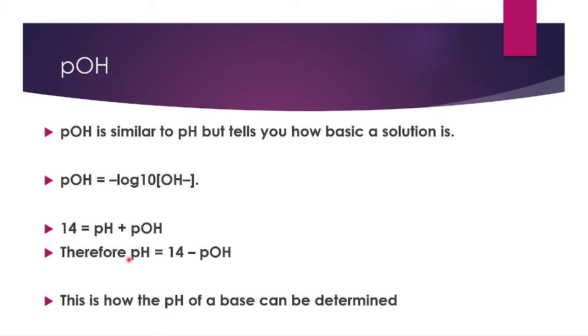So therefore, if you know the pH of something, you can work out the pOH. If you know the pOH of something, you can work out the pH of it, as long as you remember it's 14 minus whatever the other one is, or whatever you have. So this is how the pH of a base can be determined.